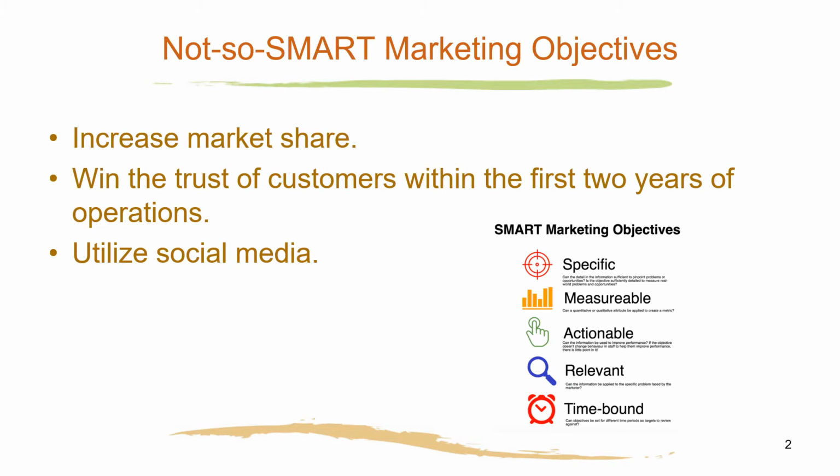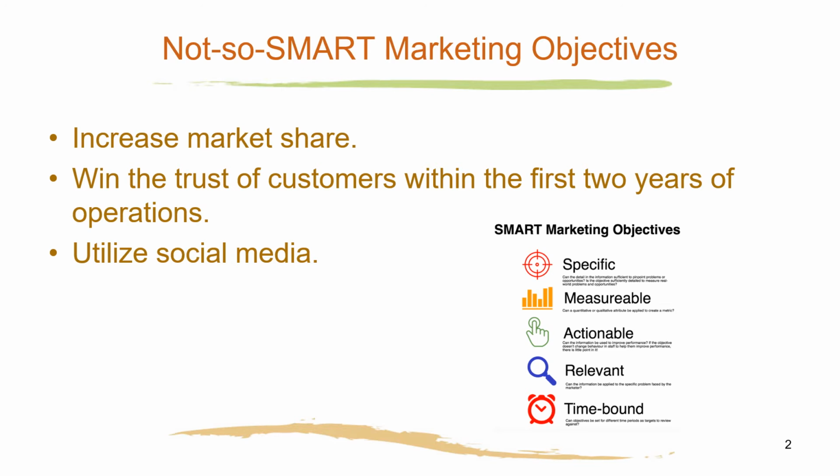The next one is win the trust of customers. That's a good thing. And it looks like it's time-bound because it says within the first 2 years of operations, right? So we have a time frame there. But the problem is, this is really pretty difficult to measure. How do we know that we've won the trust of customers? What sort of metric would we use to even measure that?